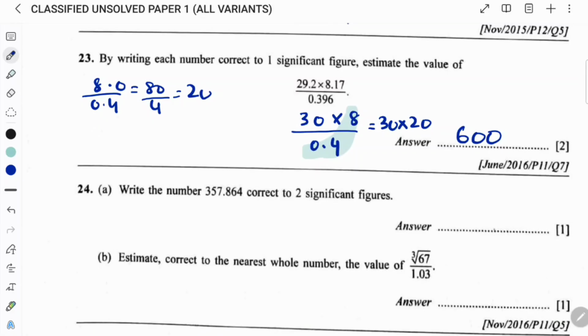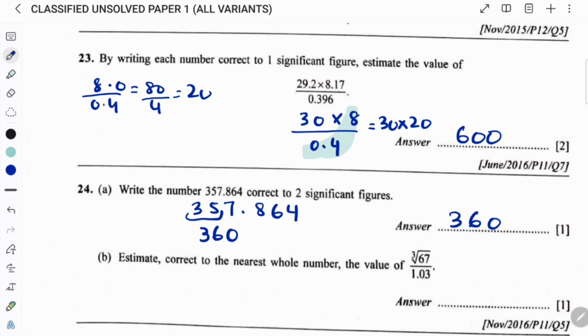Okay, now the next one, 24th question. 357.864 correct to two significant figures. It's 35, and after that you have 7, so you write down 36, but you must write down 0 there. You don't put 0.00, because then they'll also count as significant figures and that will become wrong. So 360 is a two significant figure number.